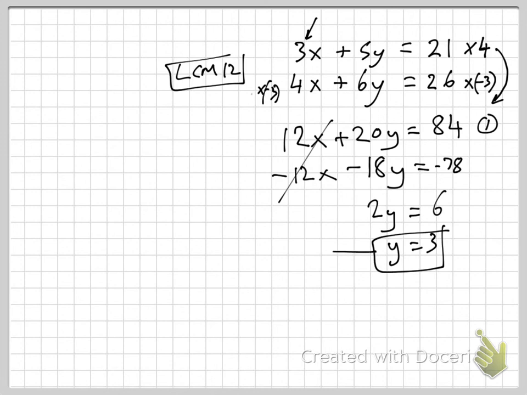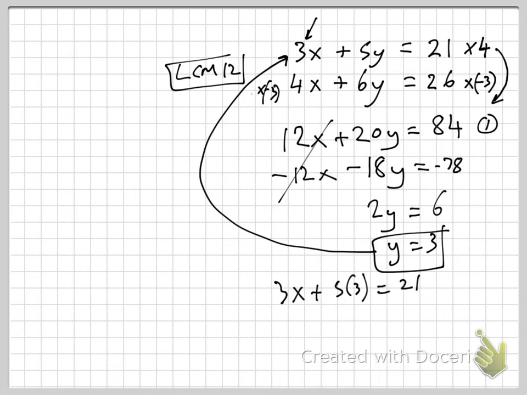Plug it back in. Doesn't matter. I think I'll go back up to the first one. So if y equals 3, I've got 3x plus 5 times 3, because 5y equals 21. So that's 15. So I take away 15 from both sides. 3x equals, what's that? 6. So x equals 2. There you go.